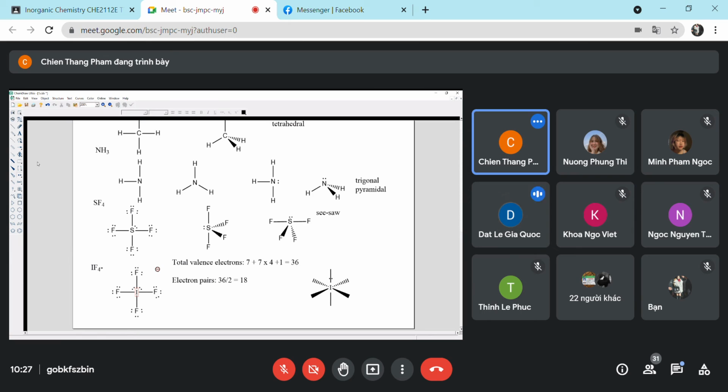If, for example, you keep the lone pair here, then another lone pair must be here, which means the opposite one. It's the opposite electron pair. So the first you can keep anywhere. However, the second one must be opposite with the first one. And now the remaining positions are for fluorine atoms.